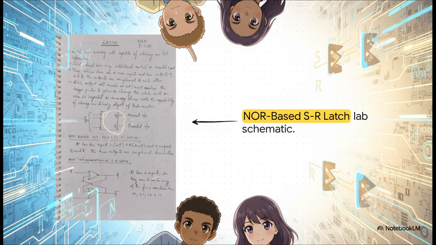Now, what's really fascinating about a fundamental NOR-based SR latch, where S stands for set and R stands for reset, is the physical schematic itself. The normal output, Q, and the inverted output, Q bar, are actually cross-coupled. They physically loop the signal back on itself, plugging the output of one NOR gate directly into the input of the other. This constant physical loop is what creates a persistent state of memory.